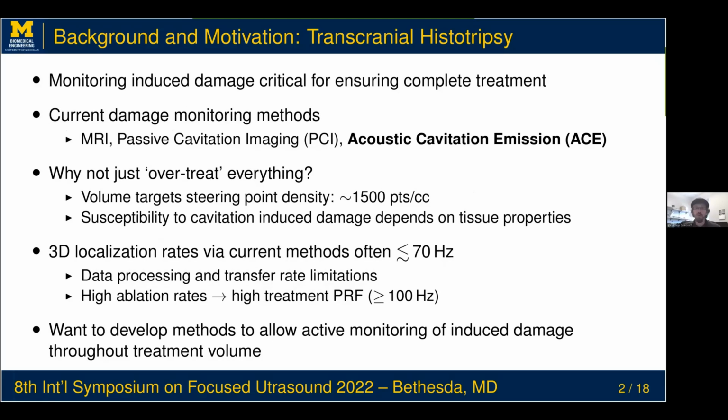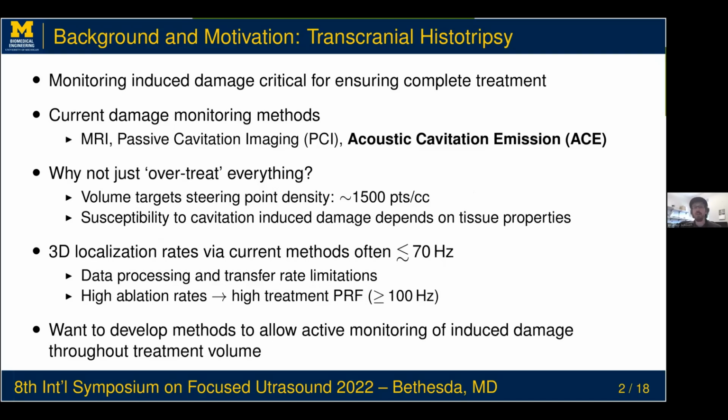But dose monitoring is important for any transcranial or brain application because you really need to be able to ensure that the tissue that you're trying to destroy is 100% destroyed by the end of treatment. And there's a couple methods that can do this currently, like MRI or passive cavitation imaging or acoustic cavitation emission methods, but they're generally not fast enough or sensitive enough for doing this in real time. And so you might ask, why not just overtreat everything?